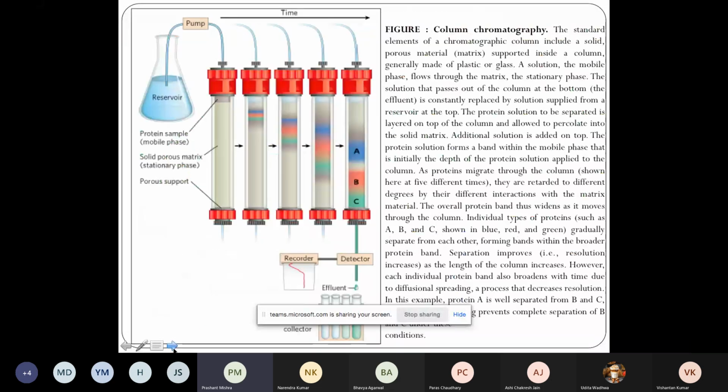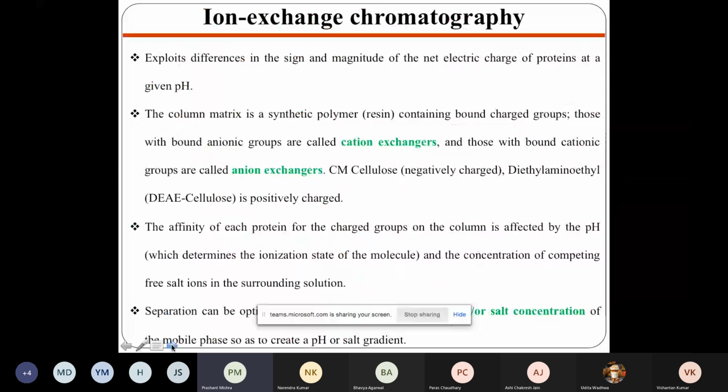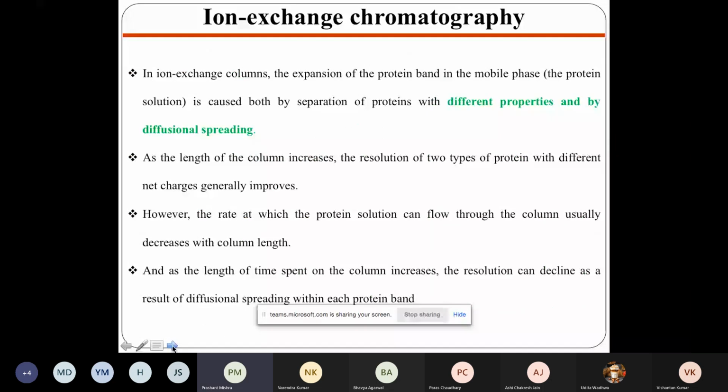As you have seen in ion exchange chromatography, the important thing is what kind of exchanger you are using. Depending on the nature of a protein in terms of its charge, you can select your resin or a polymer, which can be made as a matrix, and then you can separate these proteins. Then we also talked about the importance of column length to get better separation.